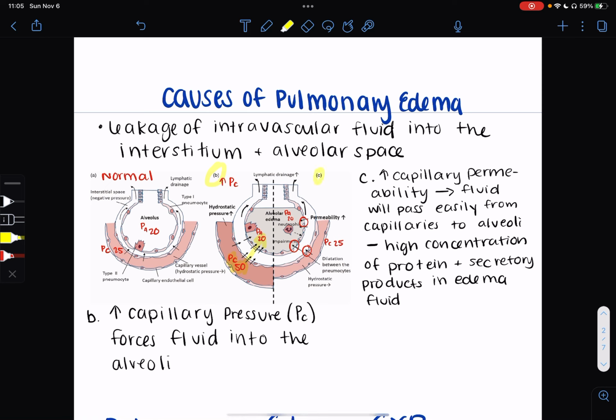and compared to C, which is an increased capillary permeability. So even though the pressures are relatively normal, fluid will pass easily from the capillaries to the alveoli, and it'll have a high concentration of protein and secretory products in the edema fluid. So as you can see here, there are more areas of permeability allowing the fluid to enter the alveoli.